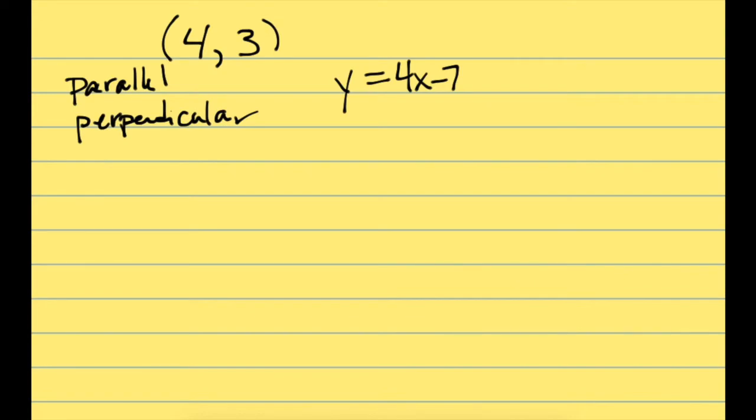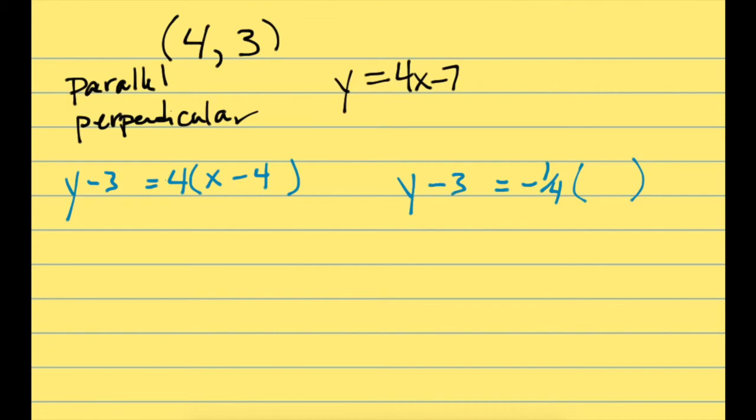Okay, so for parallel, we want our equation to have a slope of 4, but it's still got to pass through the point 4, 3. So we're going to put in 3 for y1 and 4 for x1. For perpendicular, it needs to have a slope of negative 1/4. That's the opposite reciprocal. And we're still plugging in 3 for y1 and 4 for x1. So we just need to simplify these two equations.